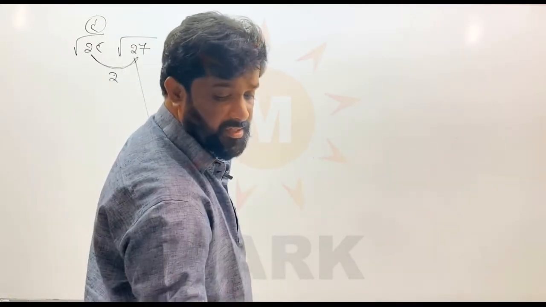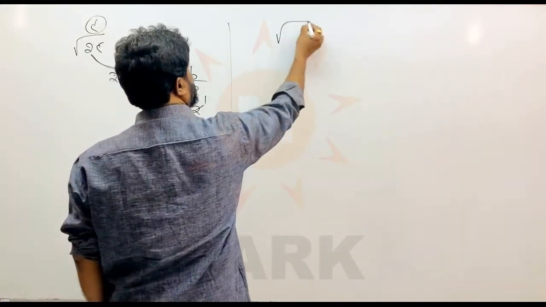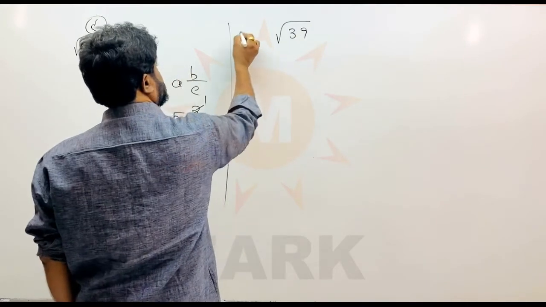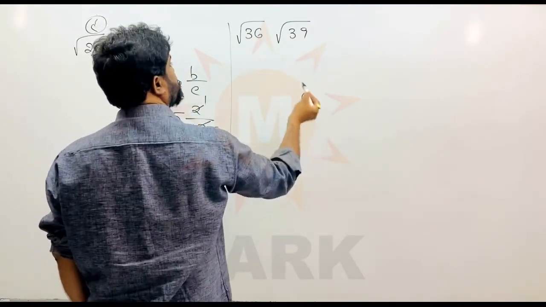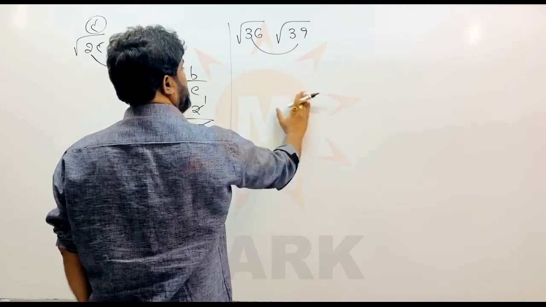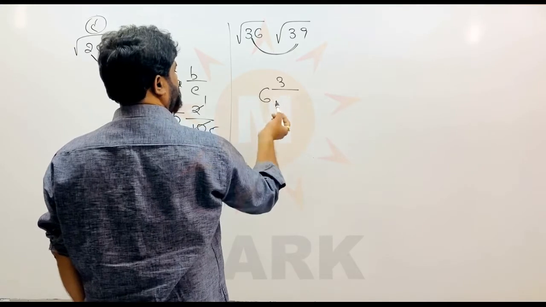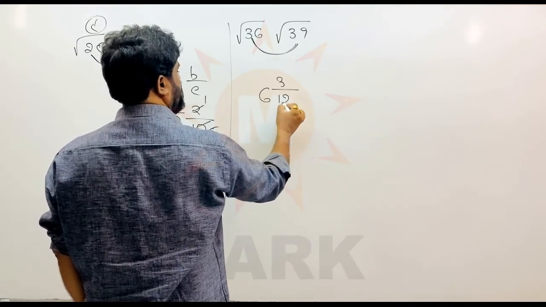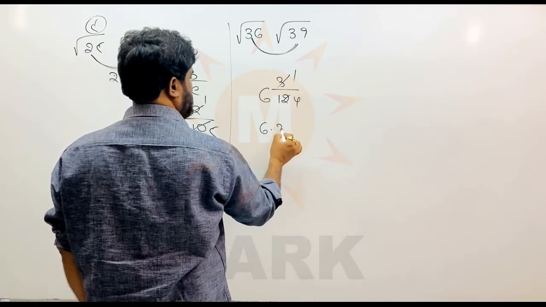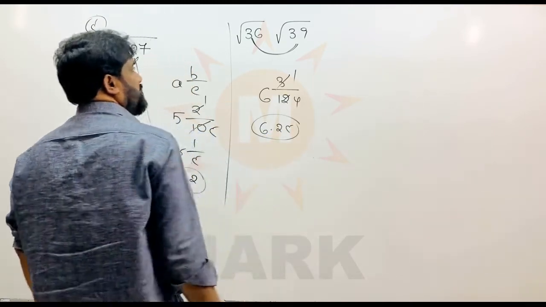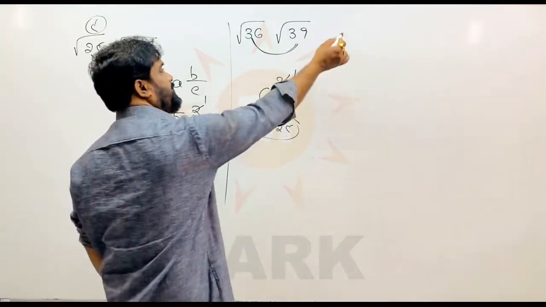Now our friends have given some more numbers. I am going for root 39. The perfect square just before is 36, and root 36 is 6. The difference between 36 and 39 is 3. Double of 6 is 12. So 6 and 3 by 12, that is 6 1 by 4, which is nothing but 6.25. So the square root of 39 is approximately 6.25.